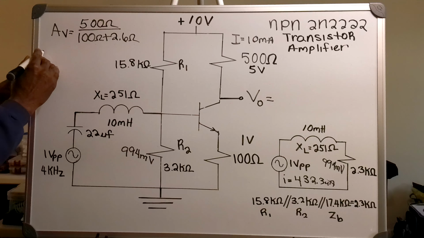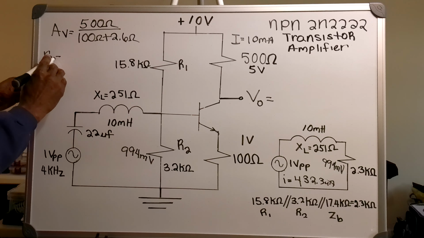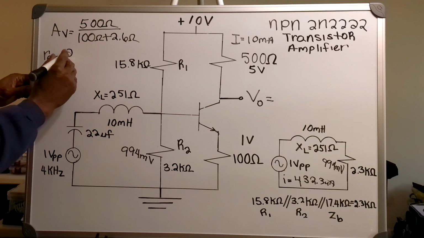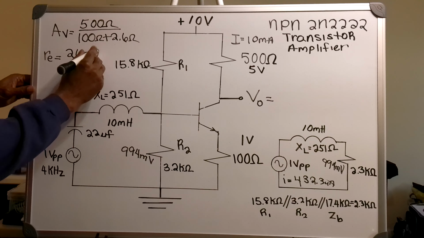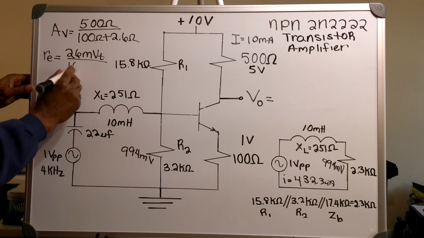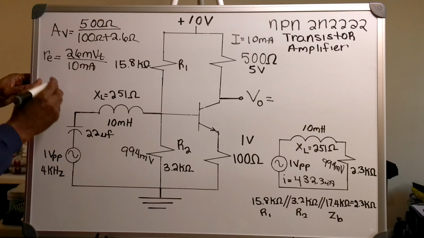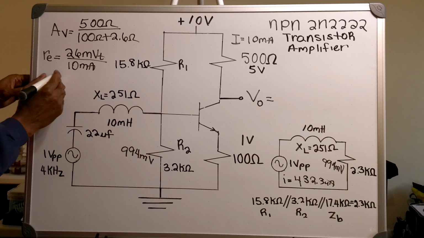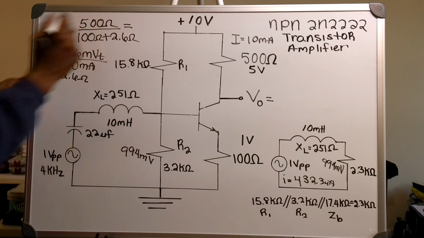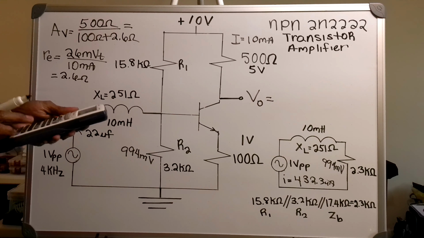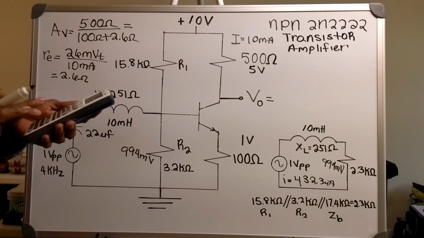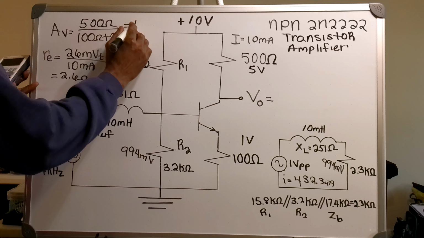Thermal voltage. RE is my 2.6 ohms, and I take my thermal voltage of 26 millivolts and I divide that by my 10 milliamp current, and I end up with a resistance of 2.6 ohms. Which gives me a voltage gain of 4.87.